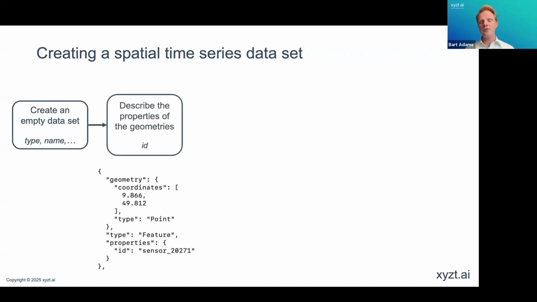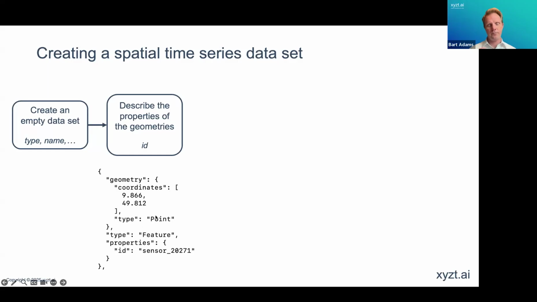Then in the second step, you have to describe what's going to be in the data, because the platform is agnostic to the type of data. You can have air quality sensors, you can have ships, you can have cars, you can have anything, as long as it's geospatial and temporal, you can put it in the platform. So the first thing we do is we describe and we tell the platform, okay, for this data set, I am going to upload sensor locations. And those sensor locations have a property that is called ID.